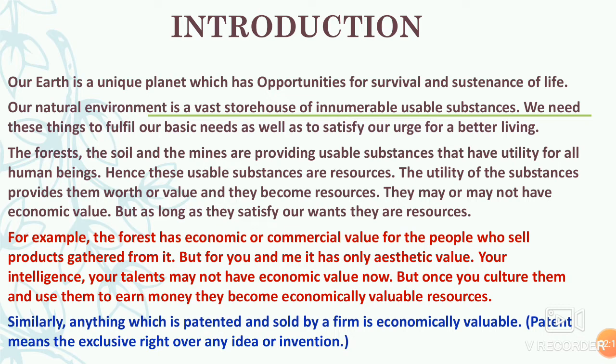So there are three persons. Dalu collects firewood and honey from the forest and sells it in a local market for survival and living. Sitanath is a farmer; he cultivates crops. Naresh works in a factory where iron is processed and converted into steel. So the forest, soil and mines provide us usable substances that have utility, meaning they are useful for all human beings. Hence, these useful substances are resources.